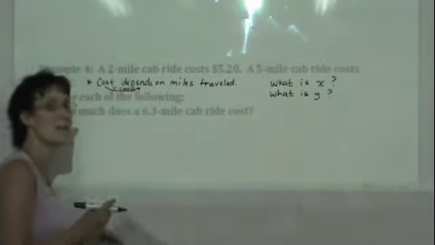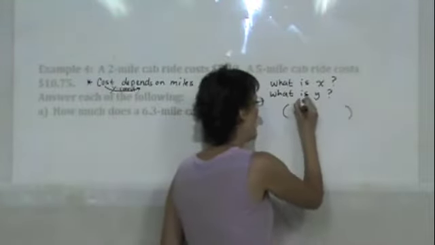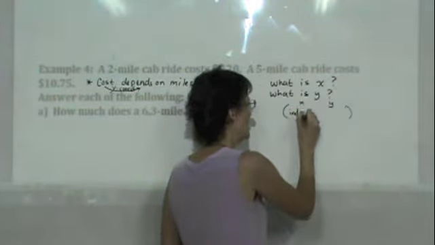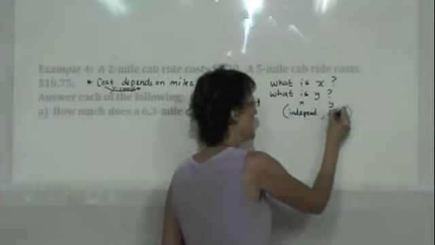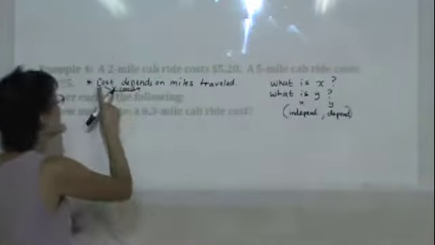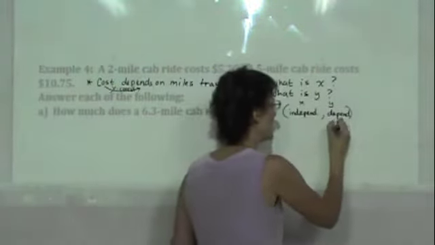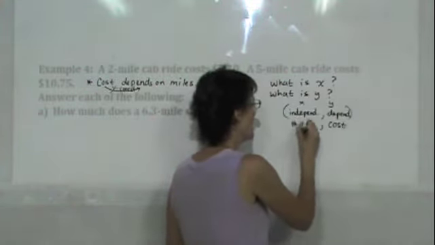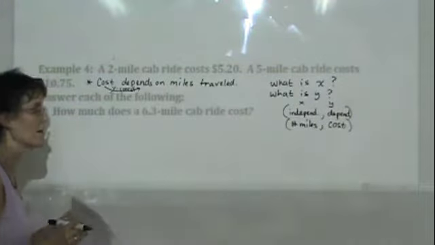Because it's called the dependent variable. So the x and the y: the x is called the independent variable, and the y is called the dependent variable. So I say cost depends, that's why that's the y coordinate. Basically, our dependent is cost, and our independent is number of miles. So we've just figured out our x and our y.